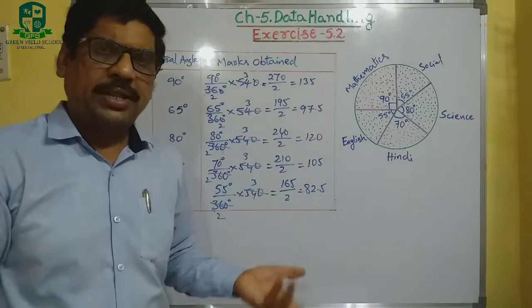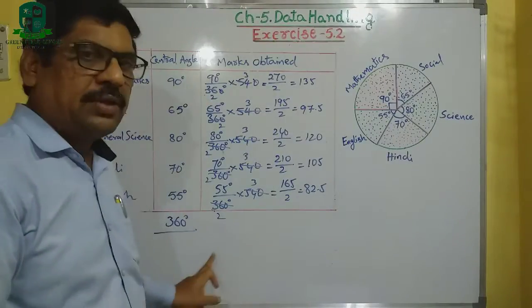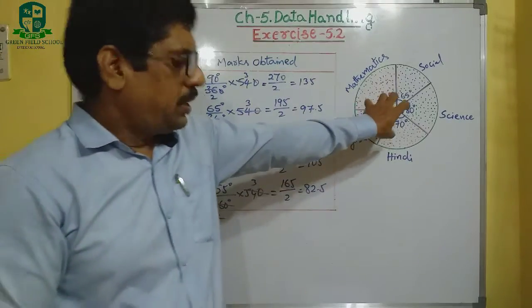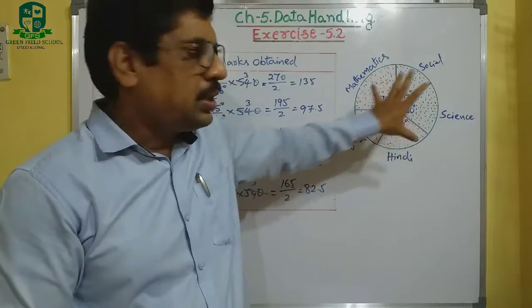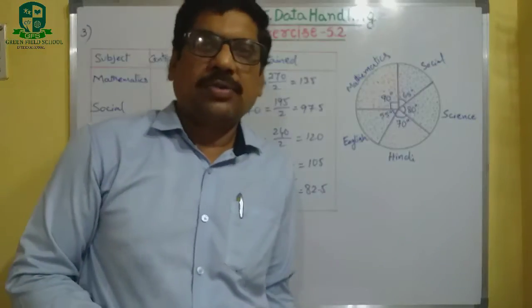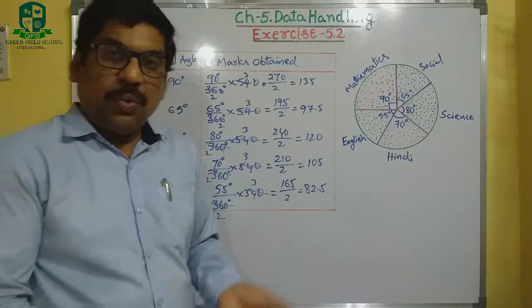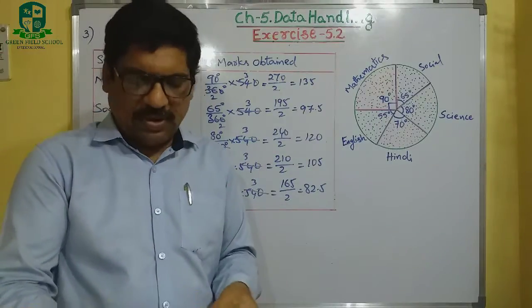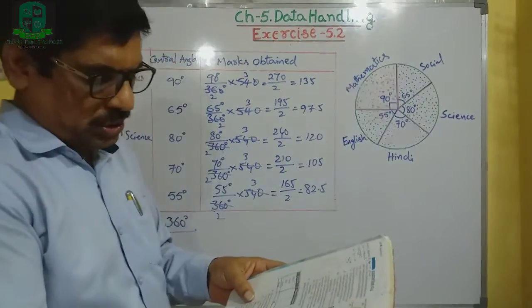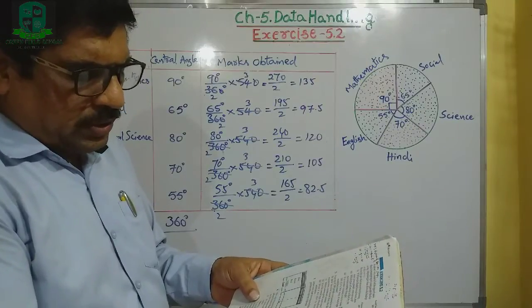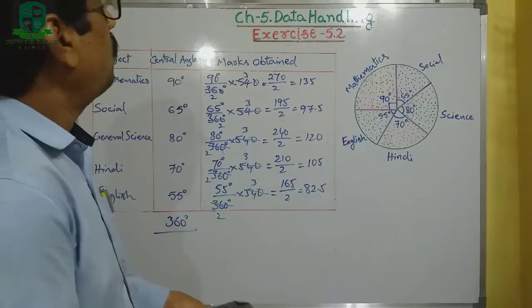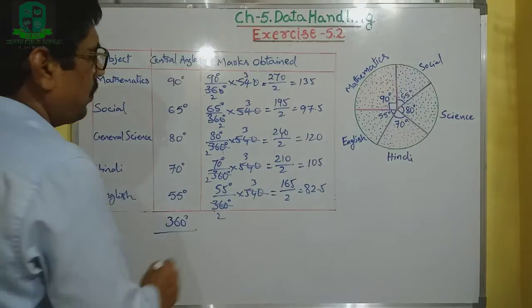So, in this way we can find the actual values if the central angles are given. We have taken the central angles from the circular chart and we found all the marks of the student. Now, we have to answer the questions given below. What is the first question? In which subject did the student score 105 marks? Now, look at this. In which subject did he get 105 marks?